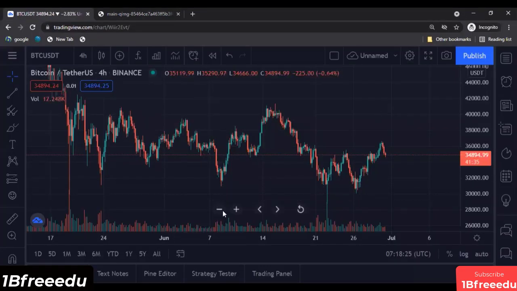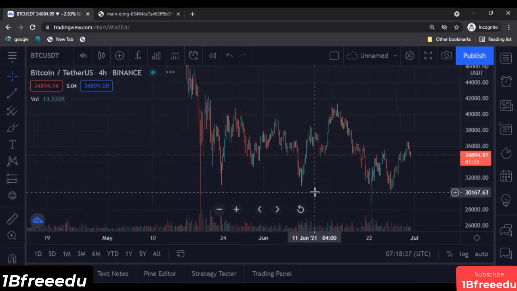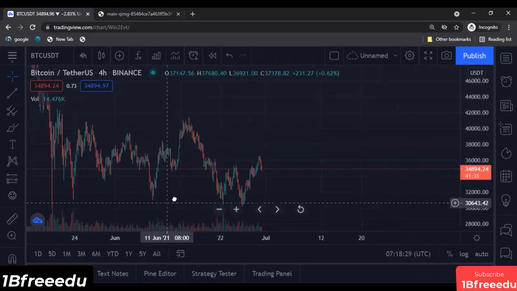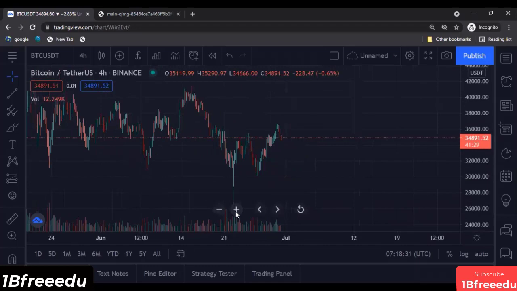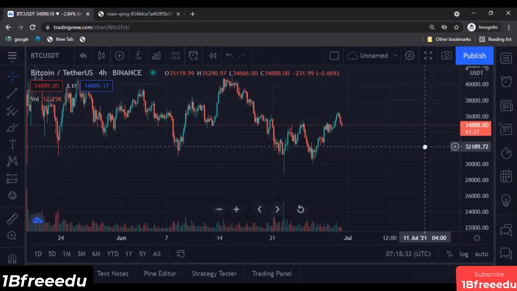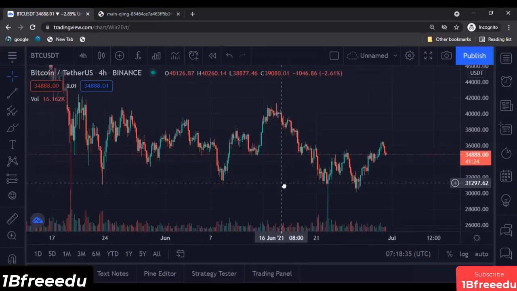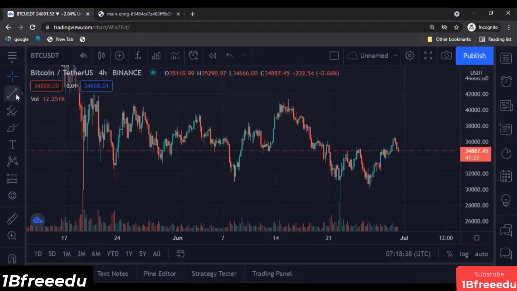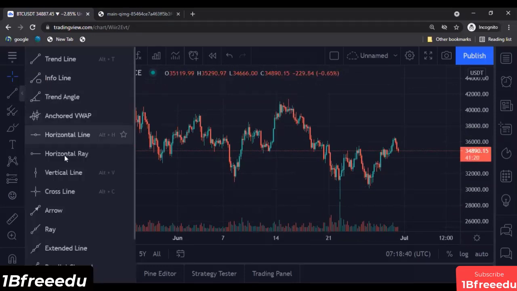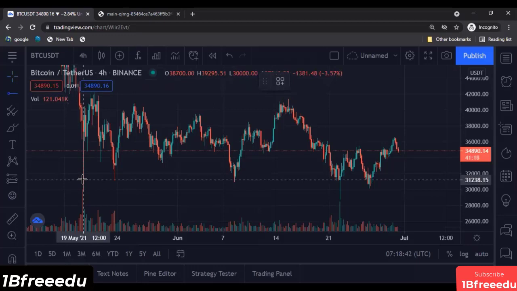Before moving to that, I would like to show you how we can see support and resistance in a chart, in a live chart basically. So as we can see here, we can take a trend line or a horizontal line, as we can see right here.